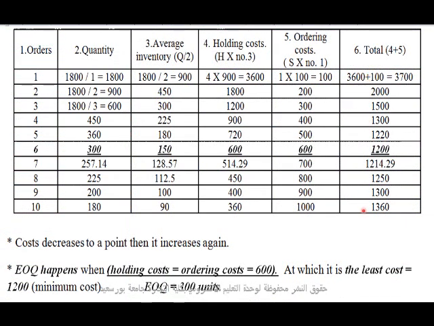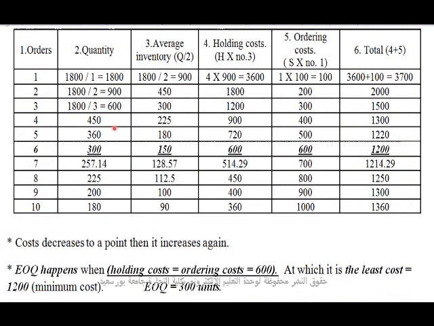We can see the lowest cost here, 1,200. This means we recommend to buy 300 units. And we can also see that if you buy 300 units, holding cost will be equal to ordering cost, and the total cost will be the lowest. If you decide to buy another quantity, not 300, say 225, the cost will be 1,250, more than the total cost here.